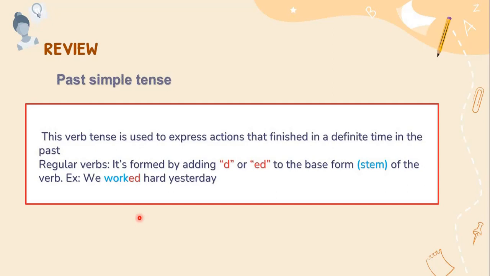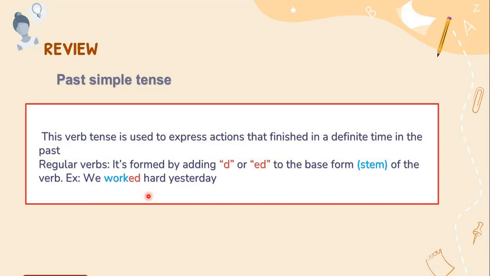We have also seen that the verbs in English are divided into two categories. Here we have the first category, regular verbs. The regular verbs are formed by adding d or ed to the base form, which is the stem of the verb. Example: we worked hard yesterday. Let's make the repartition of this sentence.